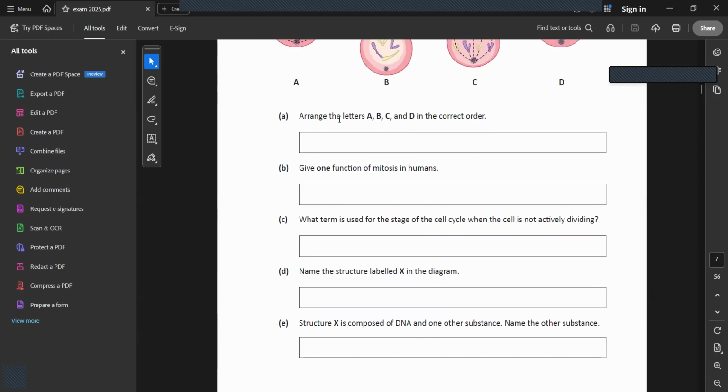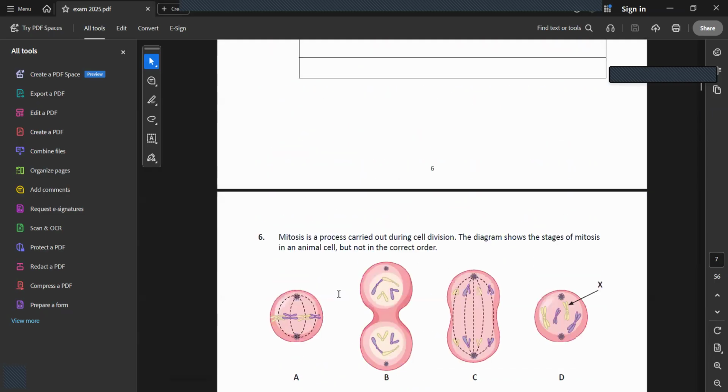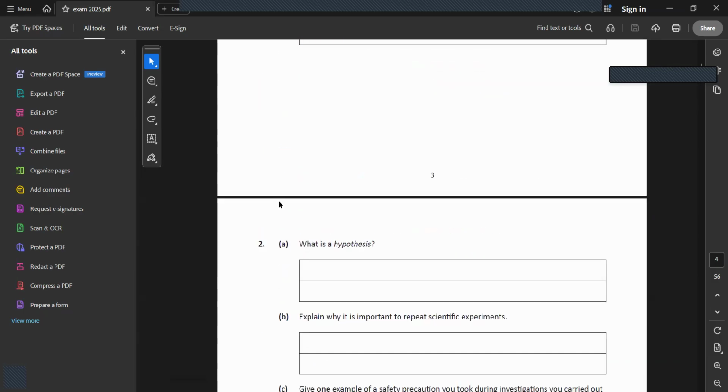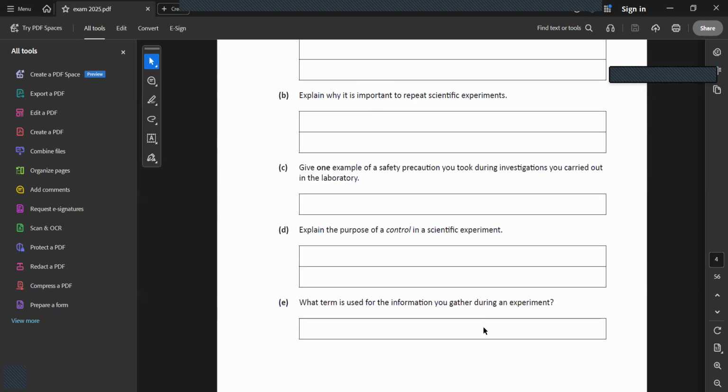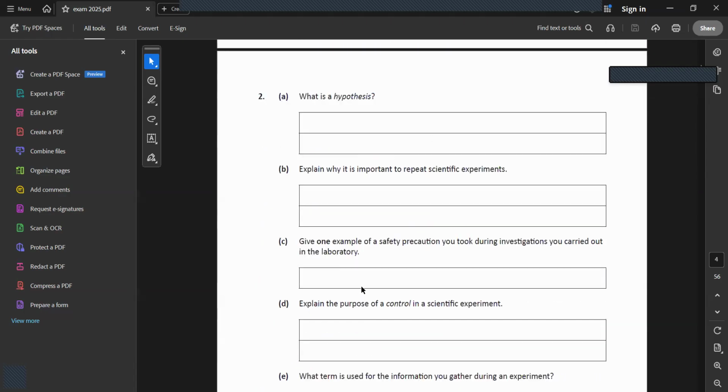For example, I know 4 questions out of 5. Whereas for the scientific experiment, hypothesis, I know all of them. So which one am I going to choose? Of course, I'm going to choose the questions that I know most of. If I know 3 here and I know 4 there, I'm going to choose the question that has 4. So this is how you choose 5 questions out of 6.